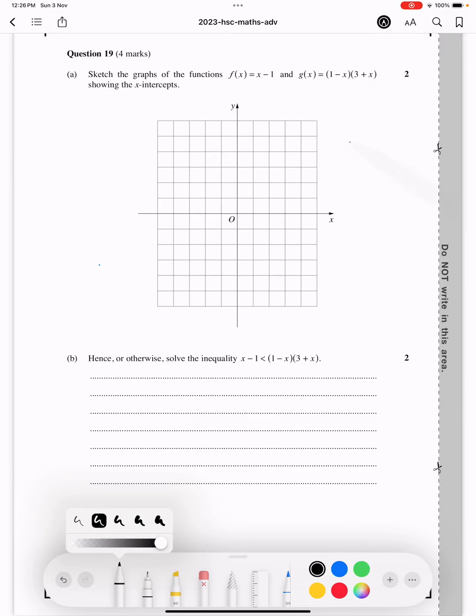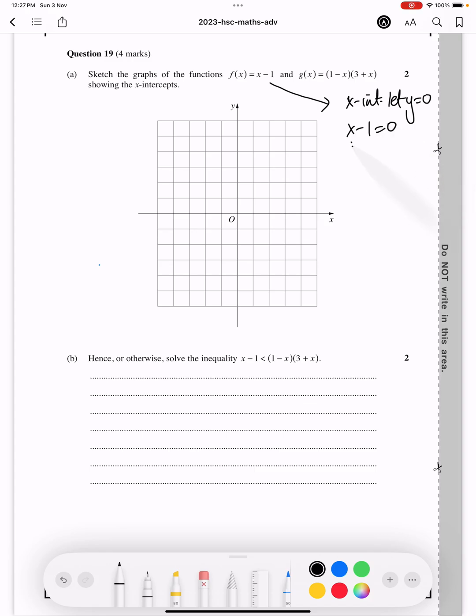All right, guys, let's have a look at this question here. So it says, sketch the graphs of the functions f of x equals x minus 1 and g of x equals 1 minus x, 3 plus x, showing the x-intercepts. Okay, so in order to find our x-intercepts, we first need to let y equal 0. So x-intercept, let y equal 0. And so x minus 1 equals 0, we get x equals 1. So there is an x-intercept there at 1.